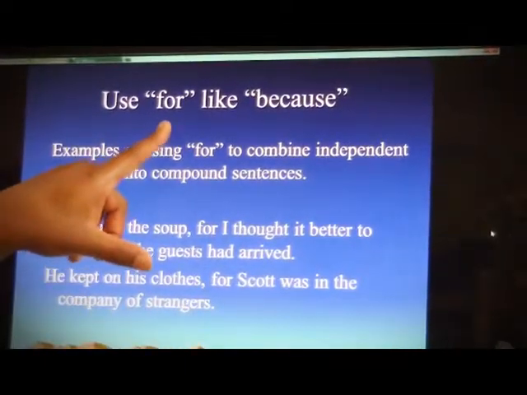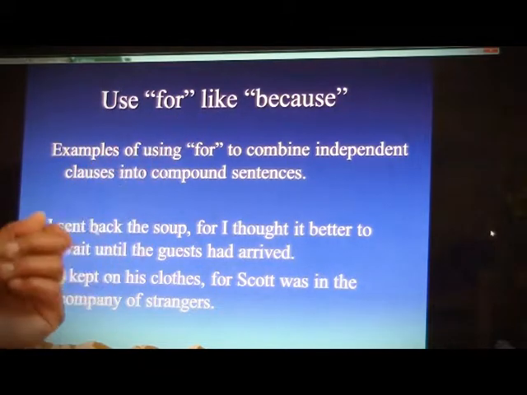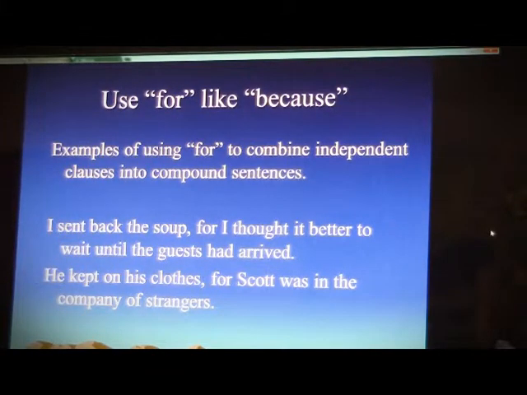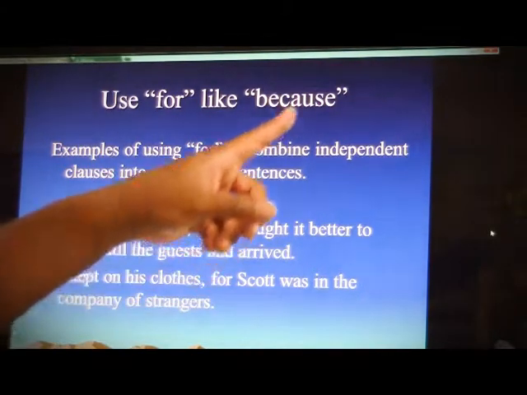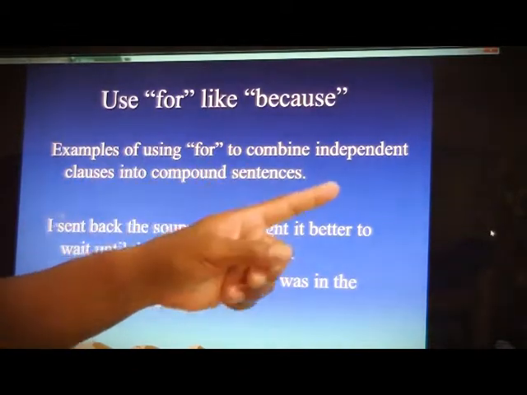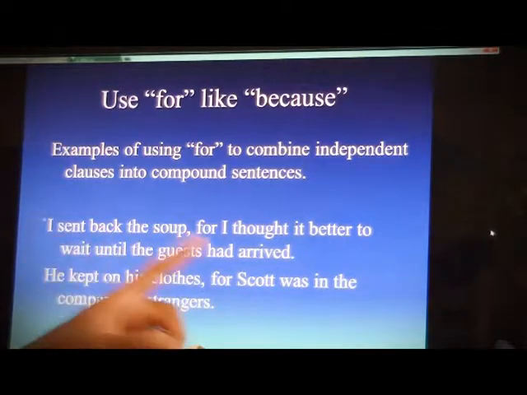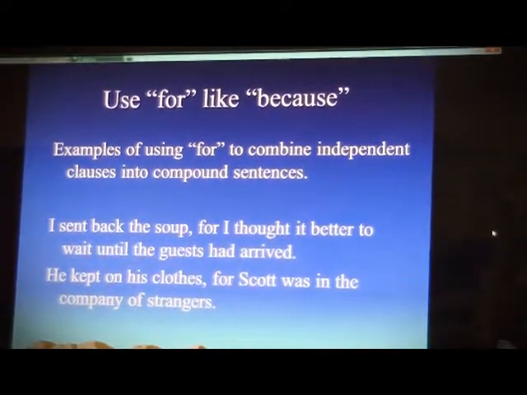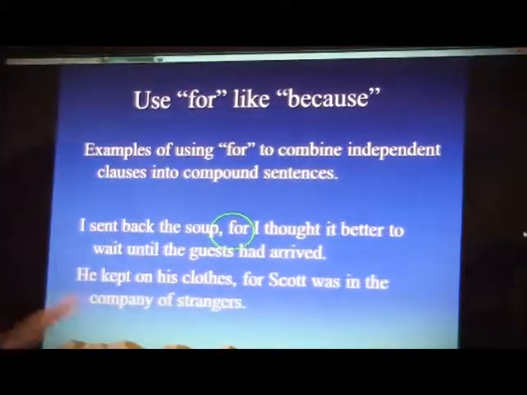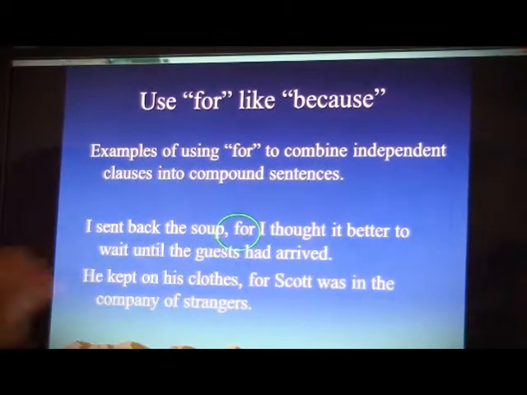Here's an example of using for like because, right? I do something for this reason. Same thing as because. Use for to combine independent clauses into compound sentences. That's what we're trying to do. I sent back the soup, for I thought it better to wait until a guest had arrived. Doesn't that sound formal? Doesn't that sound great? Yes. So, using for as the conjunction, don't forget to use a comma before the conjunction.